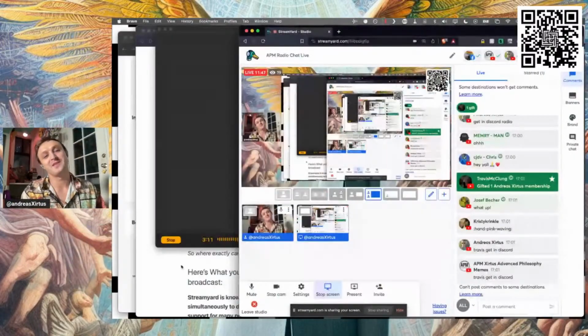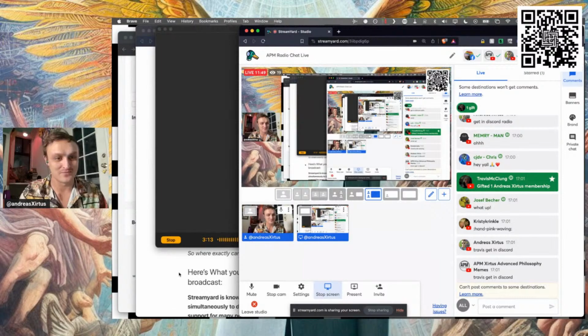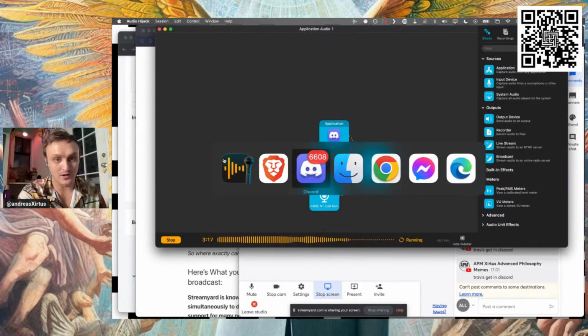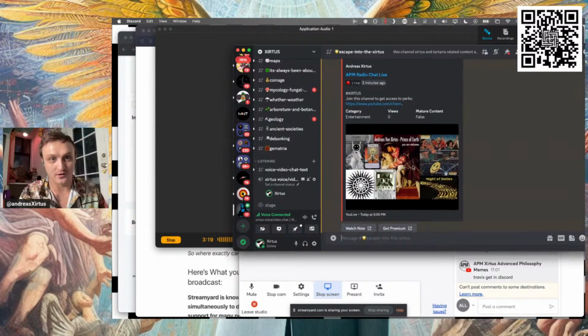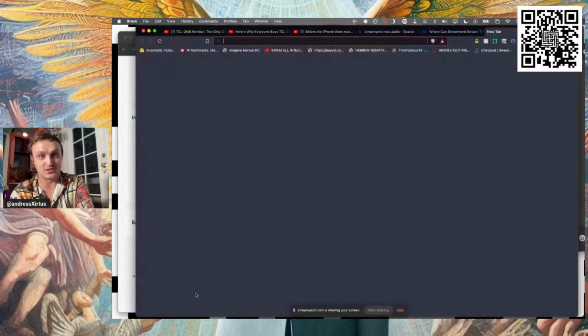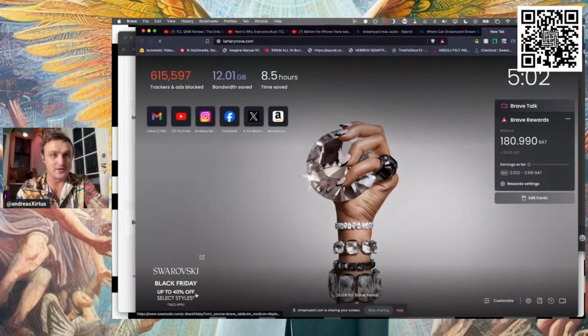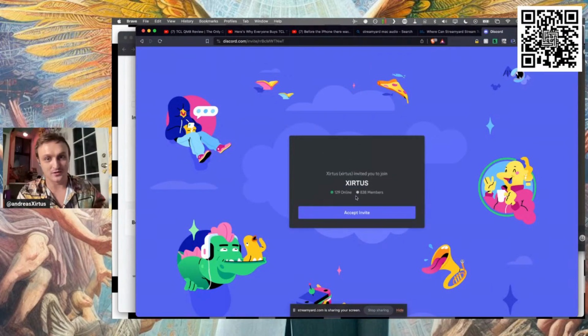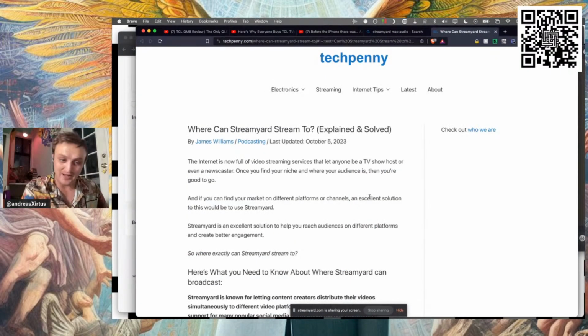Okay, so here's my screen. Check out this. I've got Audio Hijack Pro running with Discord. So here's the Discord, and you can go to the Discord really easily. Just go to tartarynova.com. You've heard this before. You click on Discord entry and it'll take you to the, boom, there you are. You're at the Discord. Amazing. There's 838 members and it fluctuates. It goes up and down, mostly up.